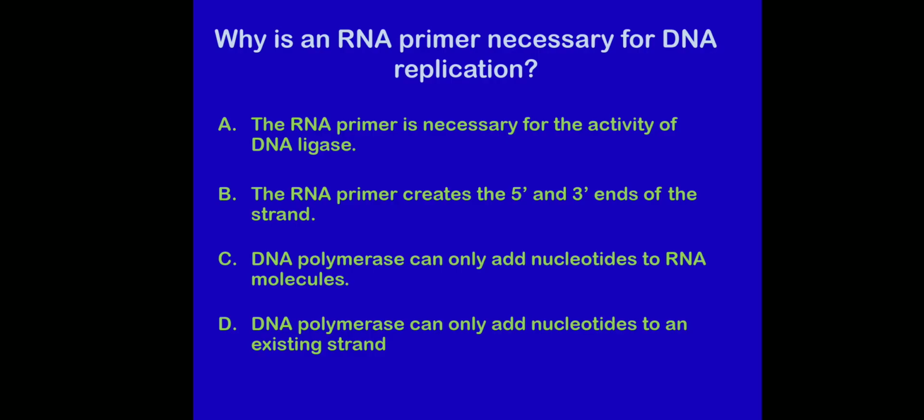And here, why is an RNA primer necessary for DNA replication? The RNA primer creates the 3' end from which DNA polymerases can extend, because DNA polymerases can only add nucleotides to an existing strand.